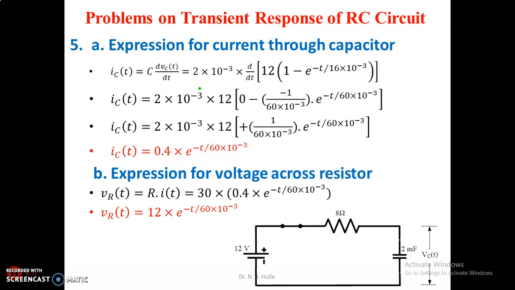And finally, we are interested in the calculation of the voltage across the resistor. This VR of t is equal to R into I of t. We will substitute the value of R and I of t, which we have calculated here, that is 0.4 into e raised to the power of minus t by tau, where tau is 60 into 10 raised to the power of minus 3, and this value will be 12 into e raised to the power of minus t by 60 into 10 raised to the power of minus 3. This is about this problem.